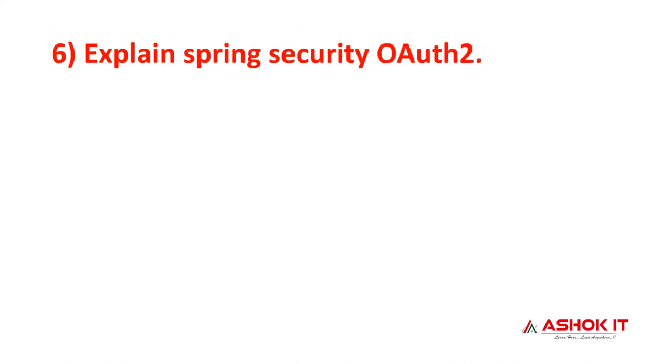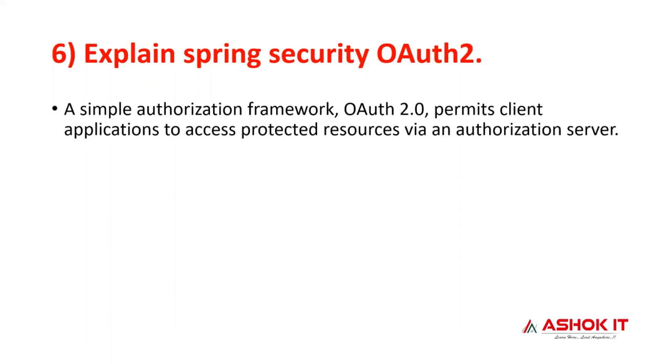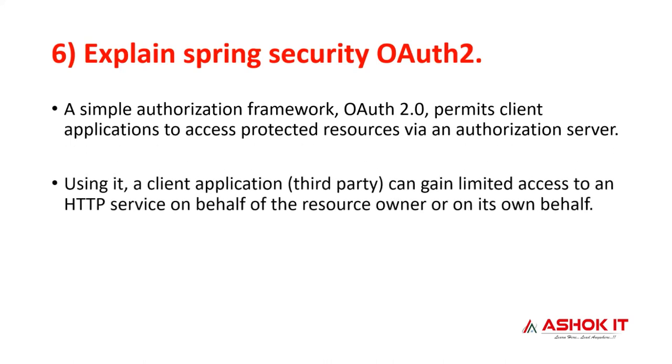Question number 6. Explain Spring Security OAuth 2. OAuth 2 is actually a standard. It's also called open authorization. In this case, we are going to use a third-party authorization server. You might have seen something like Facebook login, Google login, GitHub login. So our application is called the client application, which is going to get the access from the authorization server on behalf of the resource owner, or the user who is actually trying to log in.